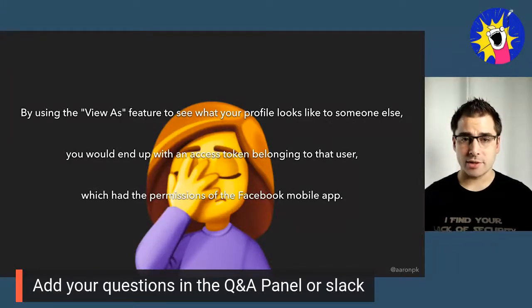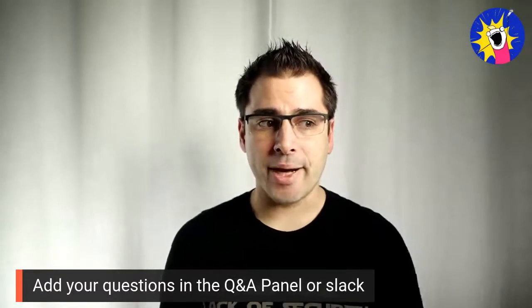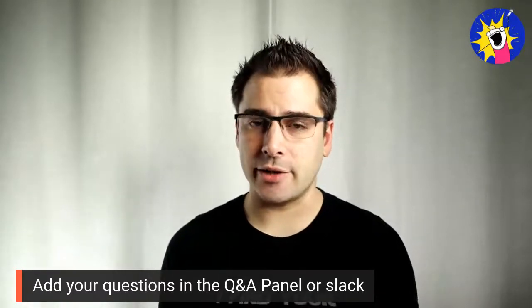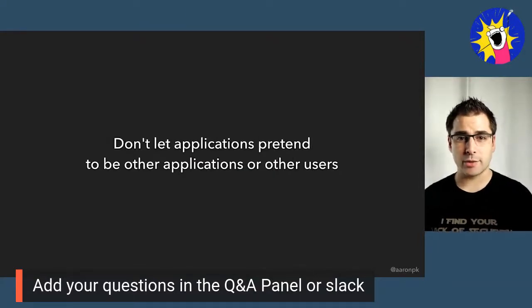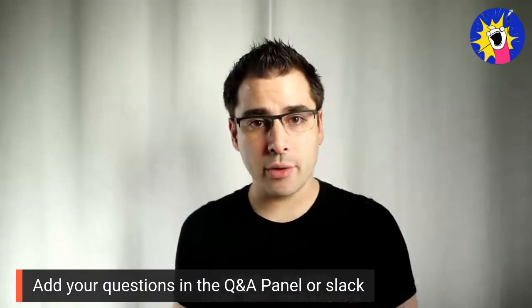So what's the moral of the story here? This is, again, a pretty tricky one, because each of these bugs did not seem that bad on their own. But I think the thing that ties it all together is that it's really important to keep clean security boundaries between these different parts of your application. Don't let parts of your application pretend to be other parts or pretend to be users. We have the OAuth framework for a reason, and that's what lets us make sure that the user was involved when issuing an access token for that user.